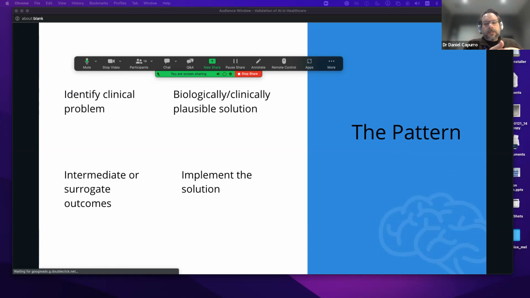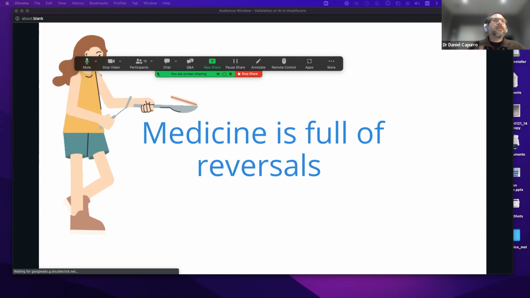Reducing the number of ventricular extrasystoles, reducing the level of blood pressure, increasing the number of malignant or potentially malignant nodules that I find, and then implementing the solution without actually demonstrating the clinical benefit of my solution, okay? And we see this pattern over and over again in medicine, unfortunately. So we see that medicine is full of reversals, okay? And here I have this person flipping pancakes, because sometimes we flip our opinions on what is and what isn't good for patients.